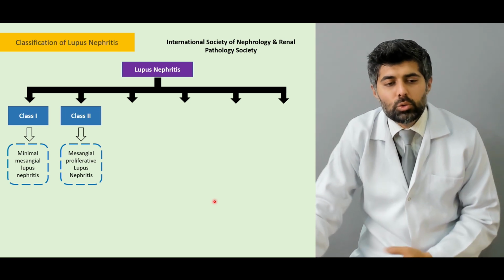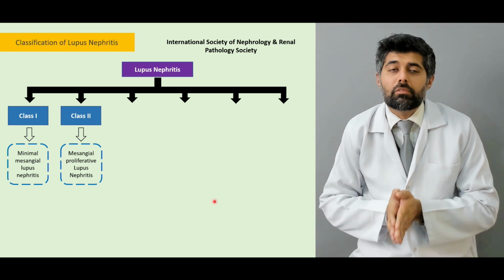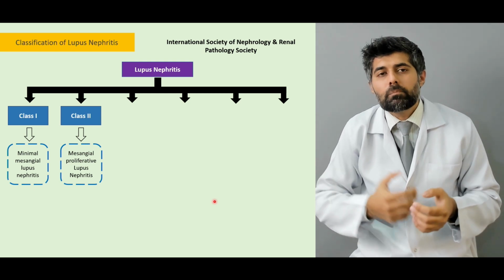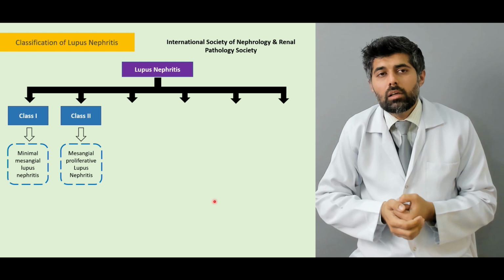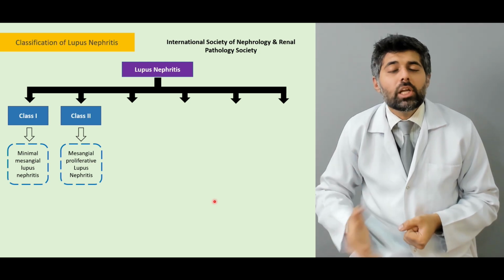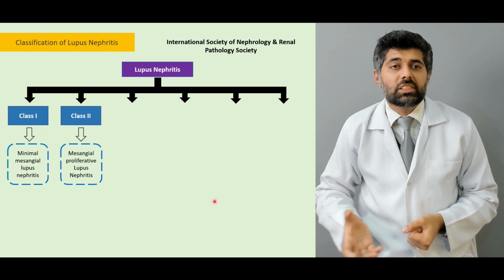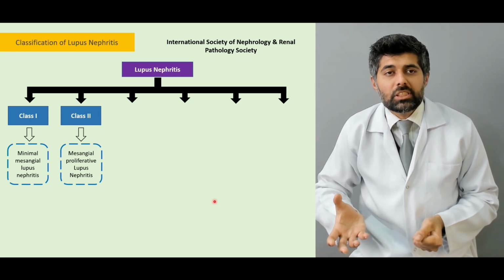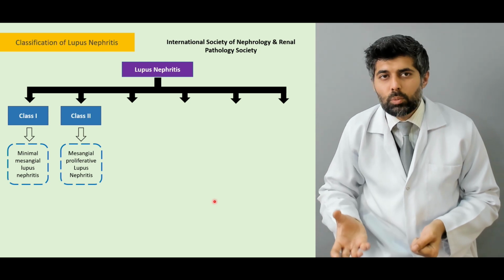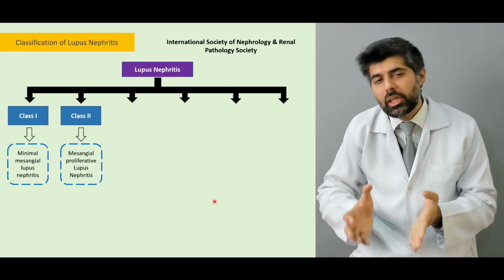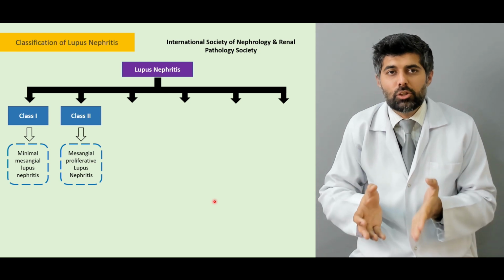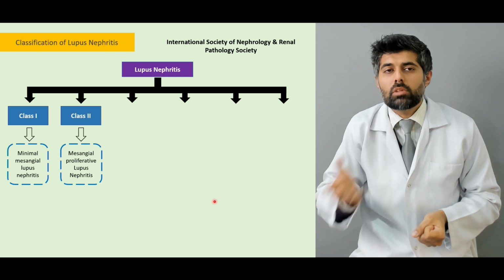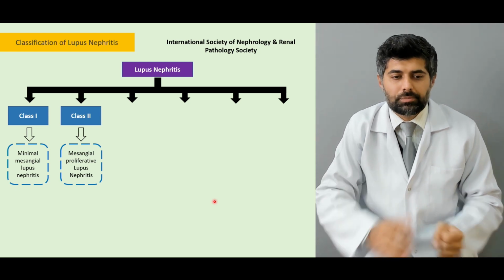Next, class 2 is mesangial proliferative lupus nephritis. Again, there is only hypercellularity of the mesangial tissue. It cannot be seen on a light microscope, though you might see some thickening of the mesangial tissue, and it can only be viewed on immunofluorescence.